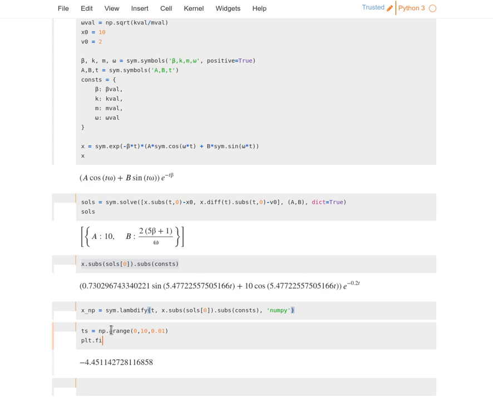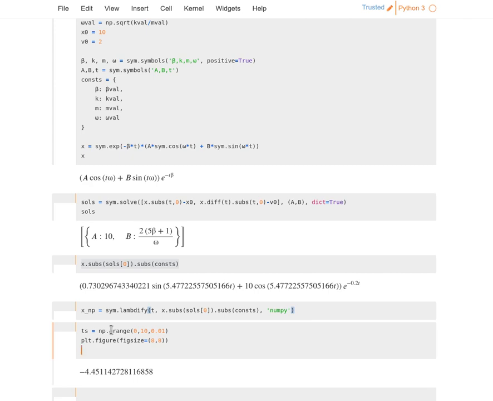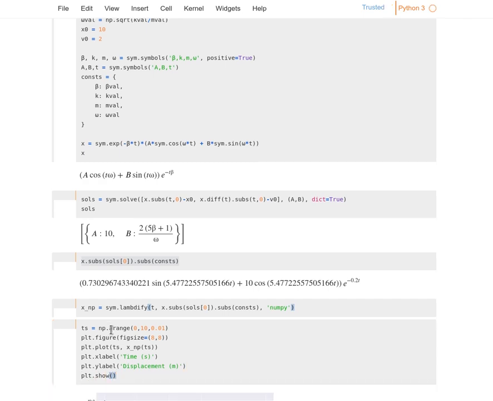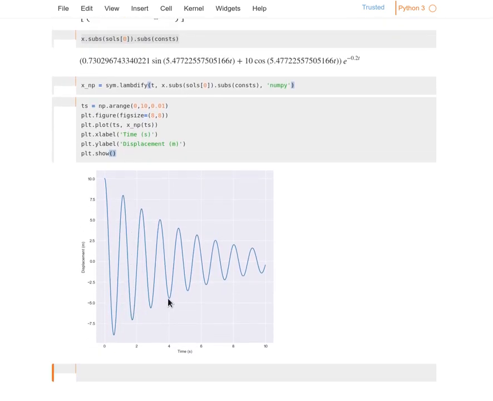And then I could plot this. So I can say plt.figure, figsize, make it a little bit bigger for the screen. And then just plt.plot. I want to plot times on my x-axis, and I want to plot xnp evaluated at times on my y-axis. plt.xlabel will be time in seconds, and plt.ylabel is displacement in meters in this case. And it plots just like we would like it to, with the decaying oscillations as we would expect.